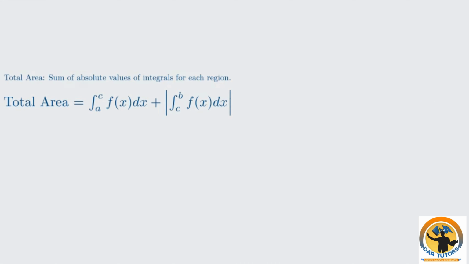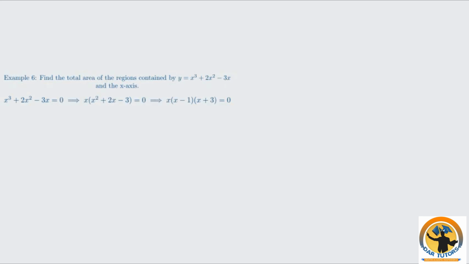Let's work through a detailed example. Let's find the total area of the regions contained by the function f of x equals x cubed plus 2x squared minus 3x and the x-axis. First, we find the x-intercepts by setting the function to 0. Factoring out x, we get x times the quantity x squared plus 2x minus 3 equals 0. Factoring the quadratic, we get x times x minus 1 times x plus 3 equals 0. The intercepts are at x equals -3, 0, and 1.